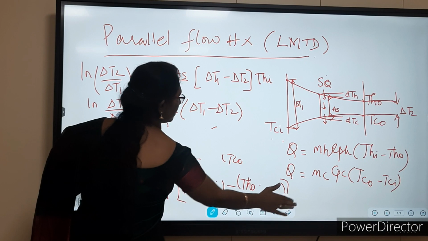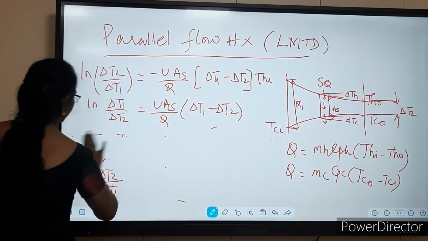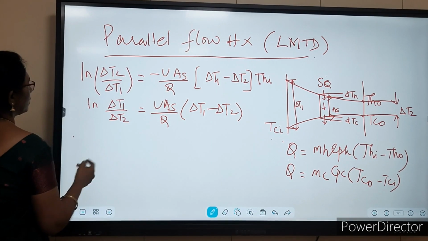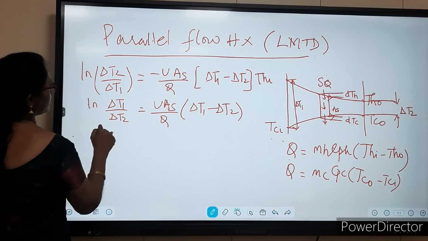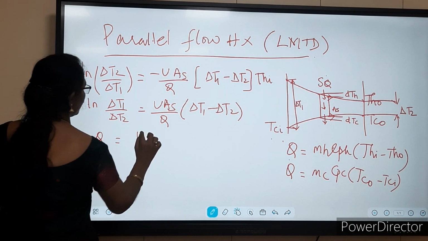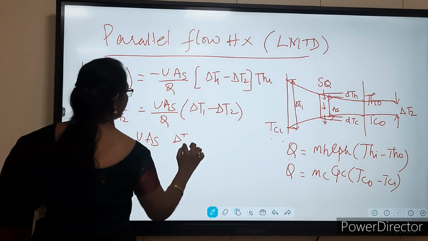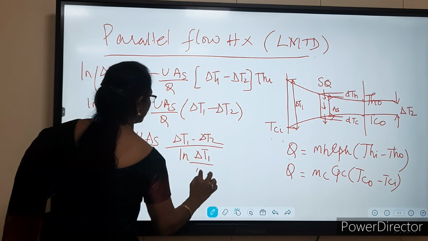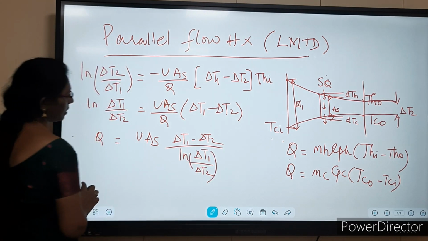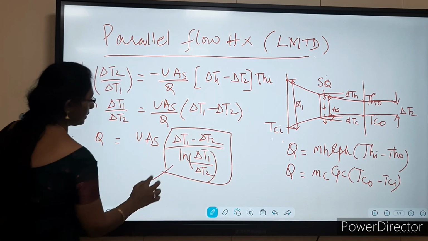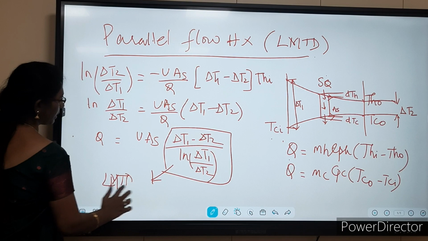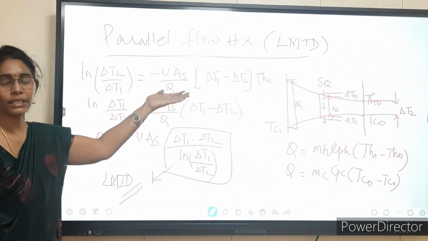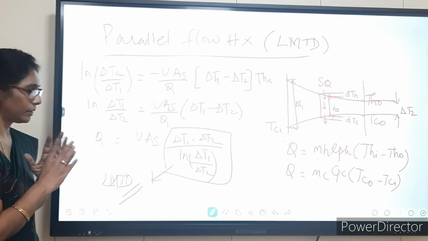So all this is not needed. Okay, now this Q, bringing it here, Q equals UAs (delta T1 minus delta T2) divided by ln (delta T1 by delta T2). That's all. Now this one is called the log mean temperature difference. Got it? So it is for arriving at this one only. We have started right from the heat transfer equation. Okay, so let me recollect.